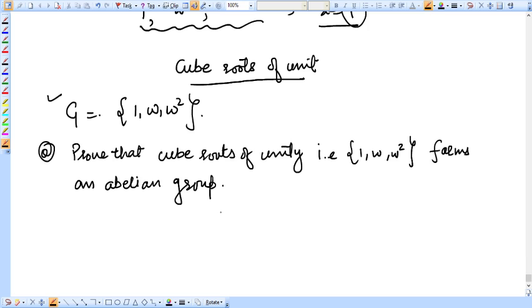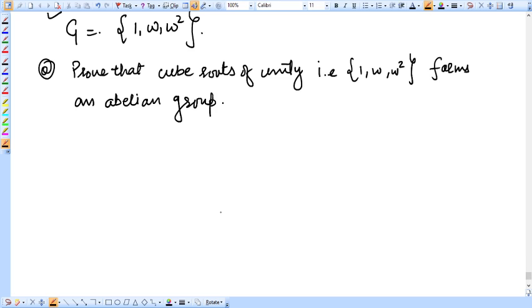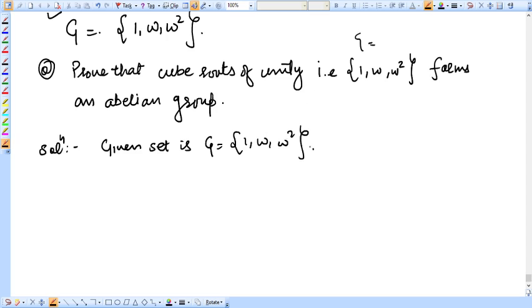So let us look at the solution of this problem. See here, the given set is G equal to 1, omega, omega square. You can call this G, no problem. Firstly we are going to prove all those 5 properties now. The first property is property 1, the closure property.